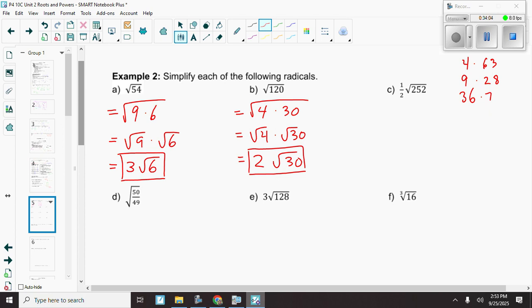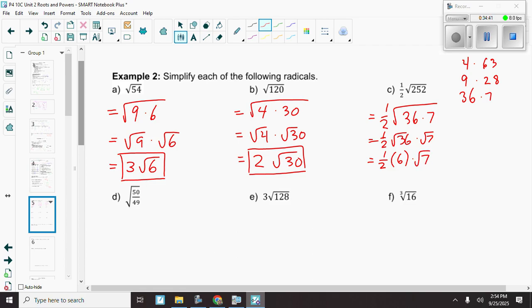So in this one, the coefficient still lives in front. You don't have to do anything with the coefficient yet. You're just interested in the 252, and we decided that 36 times 7 was the winning combination here. So then I'm going to write it as two separate radicals. Now I'm going to put my answer in brackets. The square root of 36 is 6, and it's still being multiplied by this root 7.